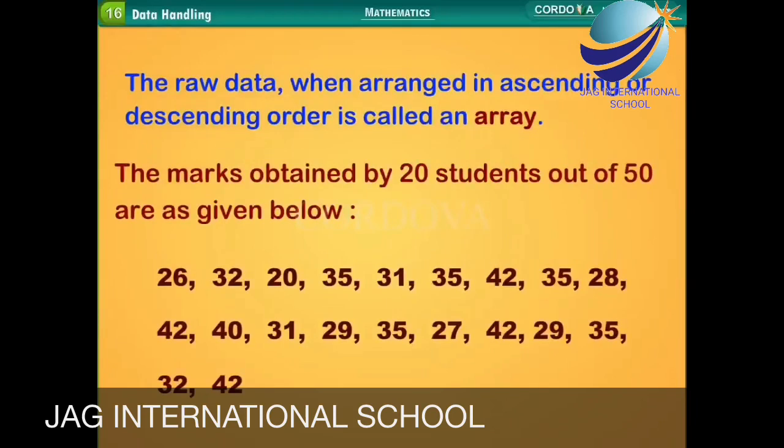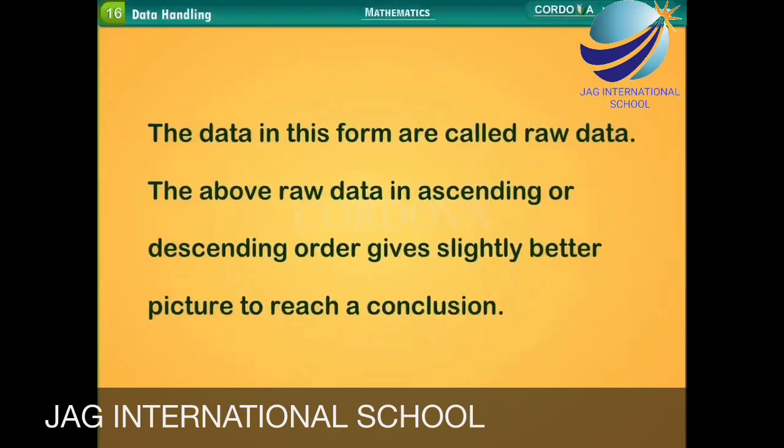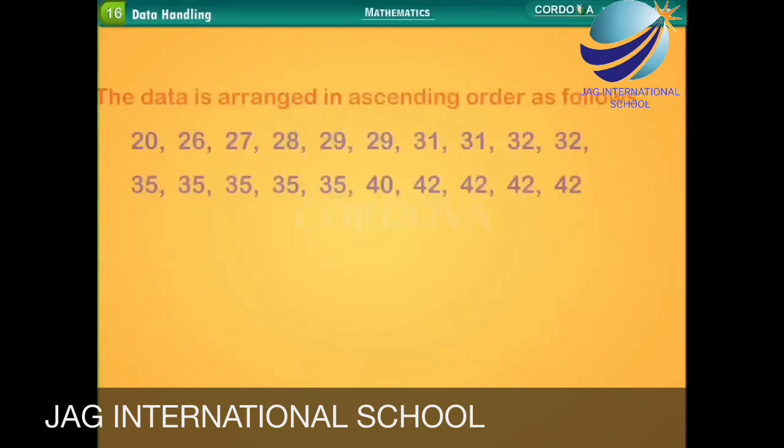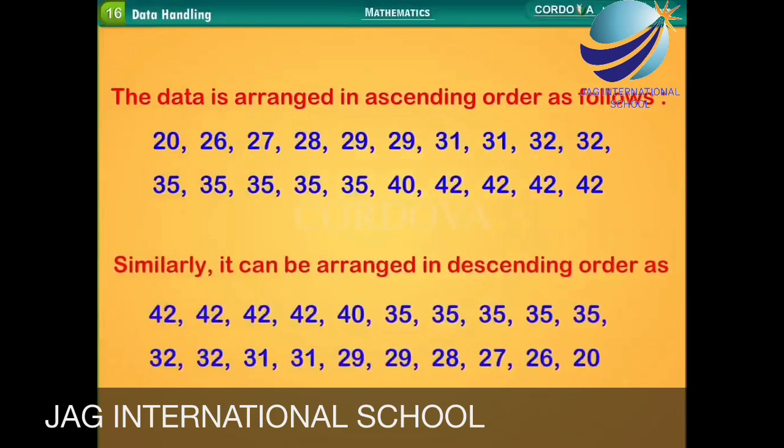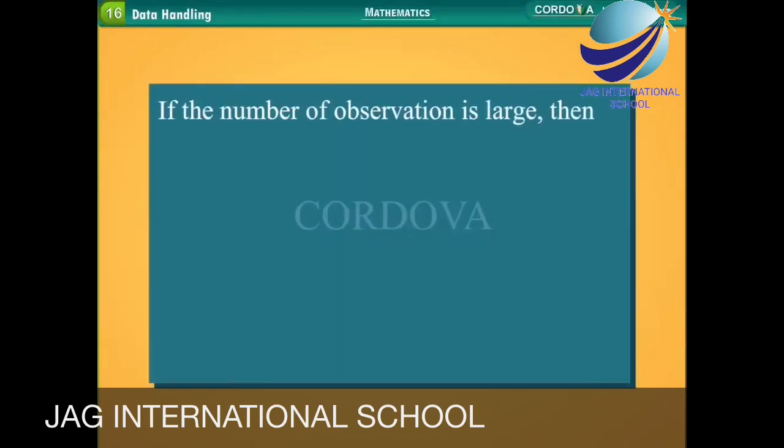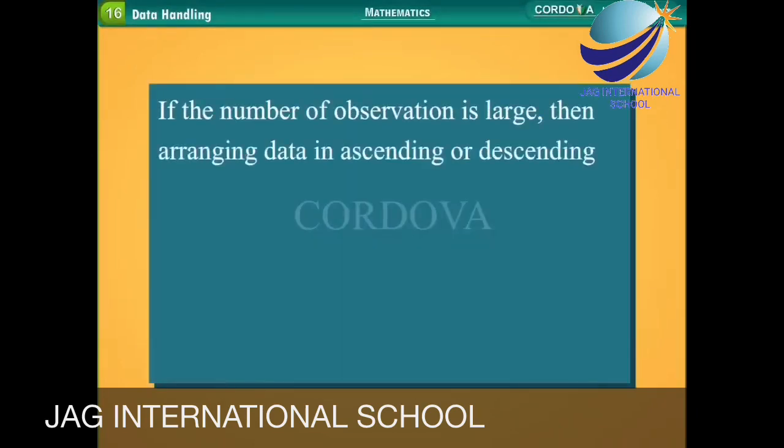The marks obtained by 20 students out of 50 are as given below. The data in this form are called raw data. The above raw data in ascending or descending order gives a slightly better picture to reach a conclusion. The data is arranged in ascending order as follows. Similarly, it can be arranged in descending order. If the number of observations is large, then arranging data in ascending or descending order becomes a tedious job.